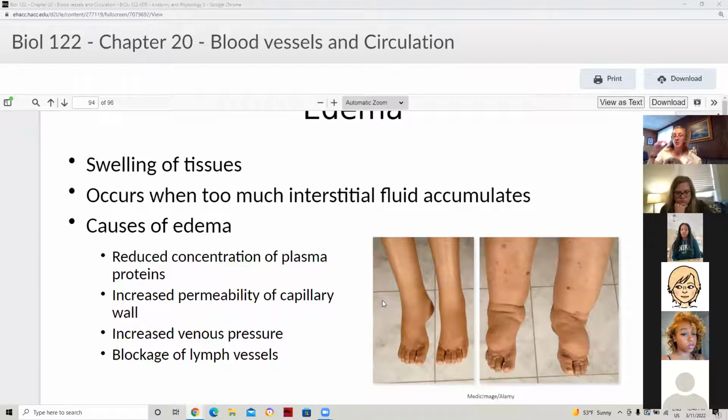This can come from increased venous pressure, meaning a backup of the veins, and blockage of lymph vessels. Because remember, some of this fluid that doesn't get reabsorbed is going to get pulled back into the bloodstream via the lymph vessels. Questions?